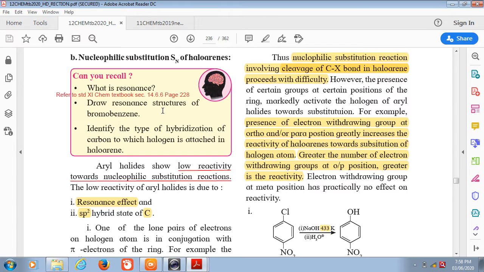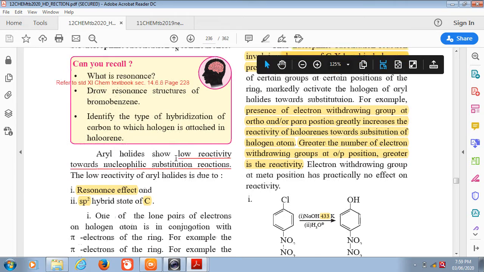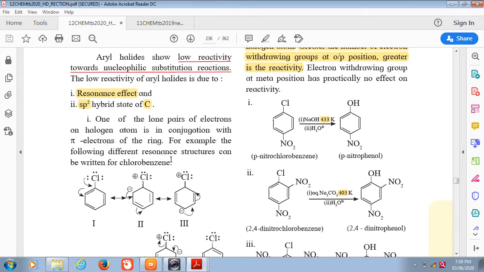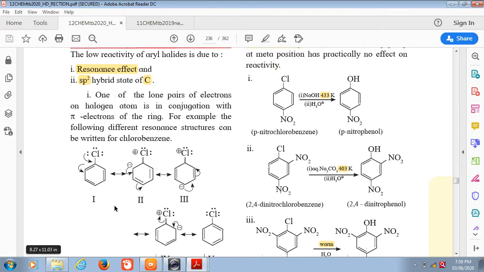Draw the resonance structure of bromobenzene and identify the type of hybridization of the carbon to which the halogen is attached in haloarene. So if you observe the resonance structure of chlorobenzene, let us see. This is the resonance structure of chlorobenzene. Instead of chlorine, if there is Br, then we can write the resonance structure of bromobenzene.